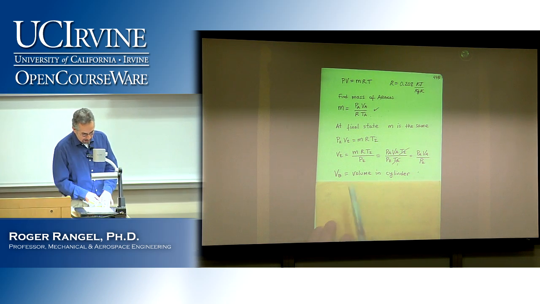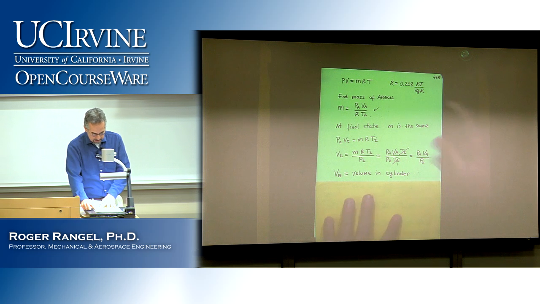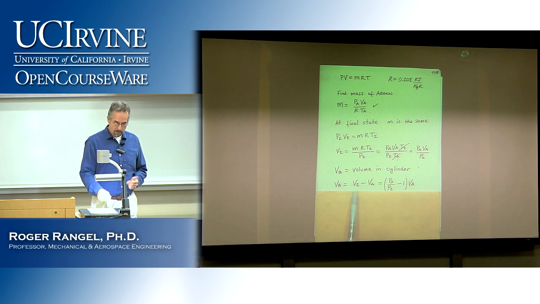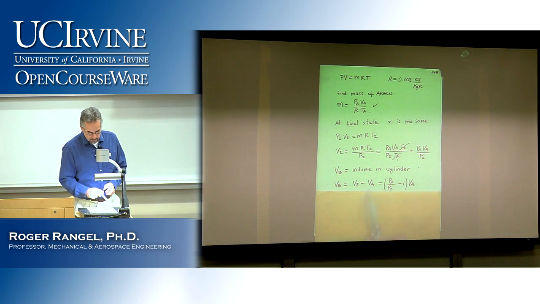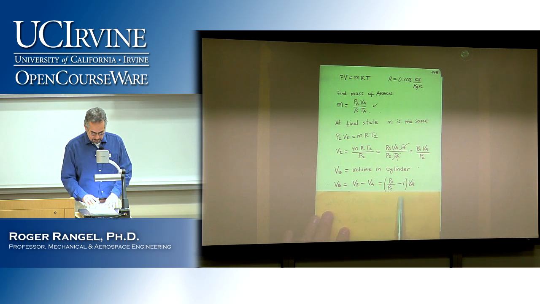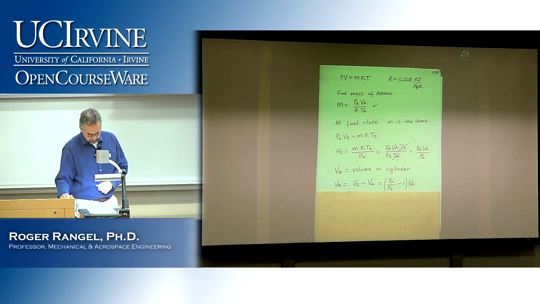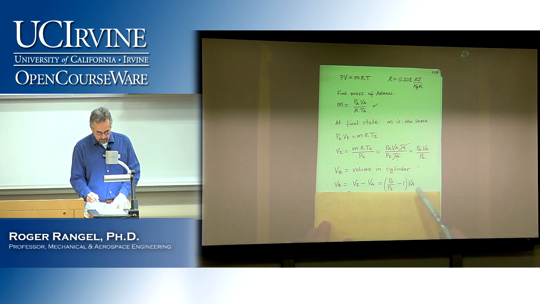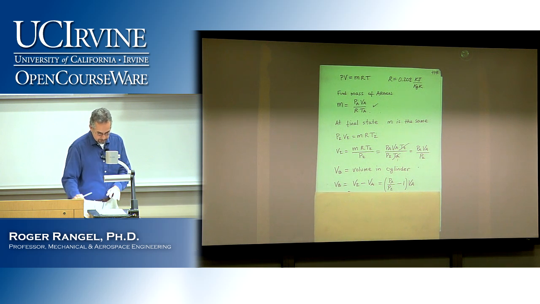So if I label the volume in the cylinder V sub B, then it's obvious that V sub B has to be the total volume that I just found, V2, minus the volume of the tank, V sub A. And all I have done here is substitute the expression that I got back here for V2, which is PA VA over P2. I'm just plugging in symbols, not numbers. But the bottom line is that I have all these numbers. If I want to plug them in to get an actual number, I can do that. But now I have the volume in the cylinder.